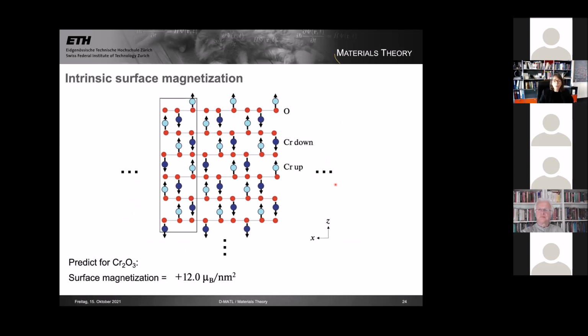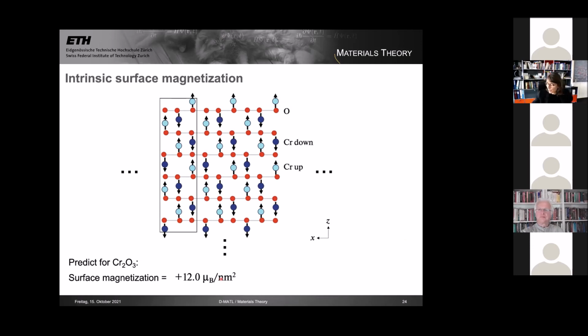Okay, so chromium-203. Here's a slab of chromium-203. It has periodic boundary conditions in this direction, and here are the pairs of chromiums with their spins pointing, in this case, towards each other, that we just looked at. And based on the size of the magnetoelectric multipole per unit volume in chromium-203, we can predict a surface magnetization for this choice of surface, which comes out to be 12 Bohr magnetons per square nanometer.